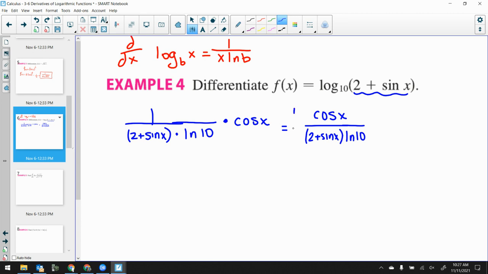Now, can we use that same shortcut rule that we did for ln of x? Sure, but now it's no longer the derivative of the top divided by the bottom. It is now the derivative of the inside divided by the inside times ln of the base.